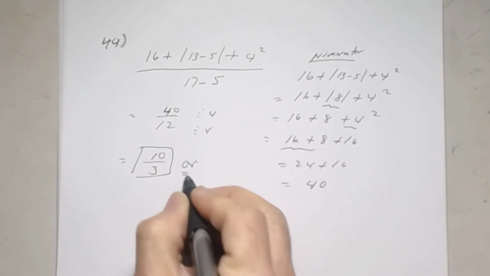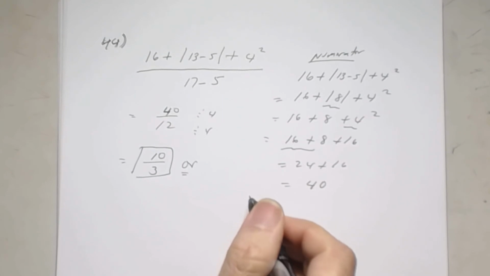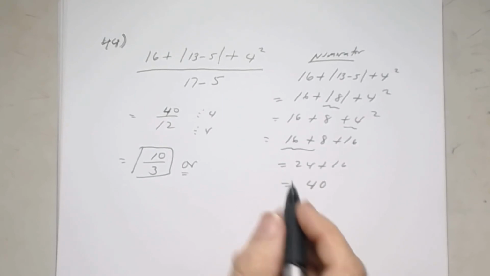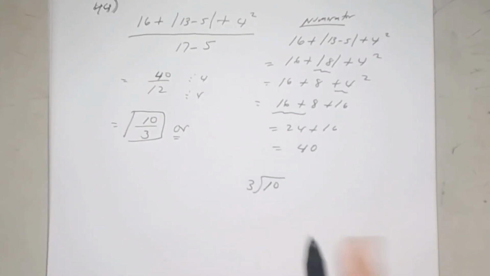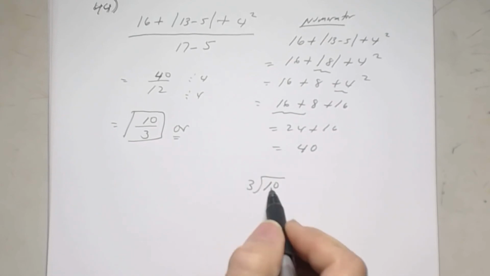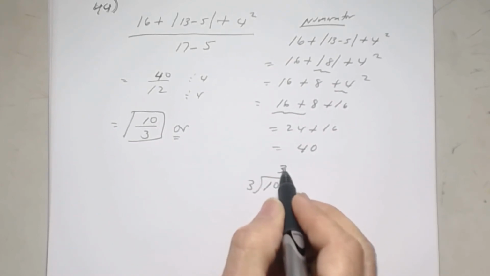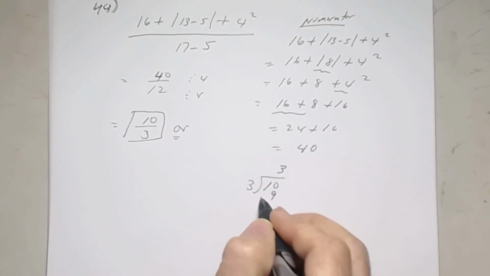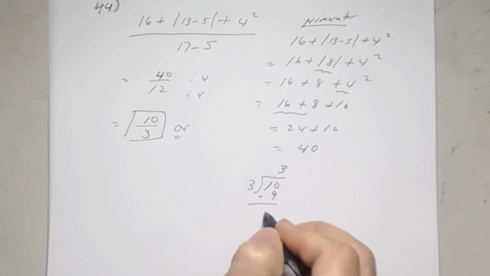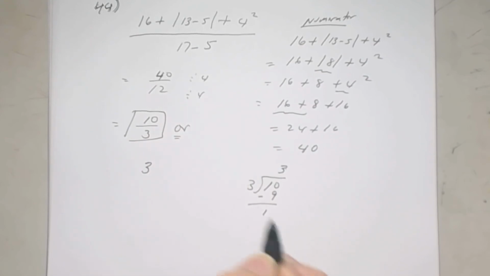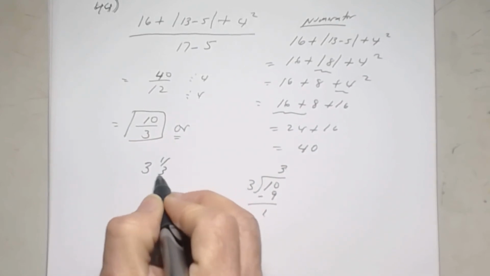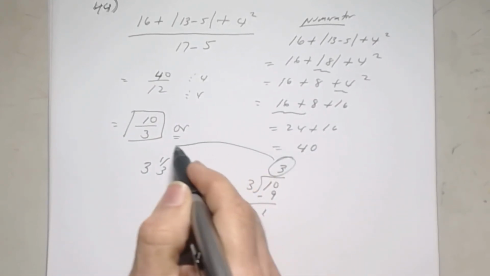If you want to write it as a mixed number on the worksheet, it's no big deal. You're going to say 3 into what? 10. 3 divided into 10. How many groups of 3 go into 10? 3 times 3 is 9. Subtract, and you get a remainder of 1. So what's the mixed number? 3 and 1/3. Remember, this 3 is the whole number part.